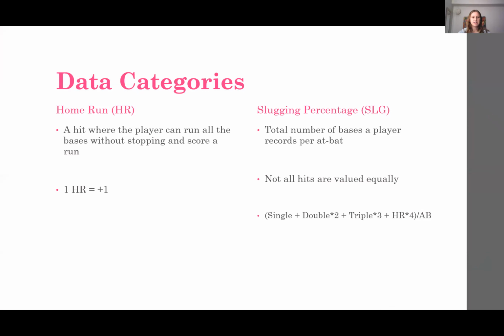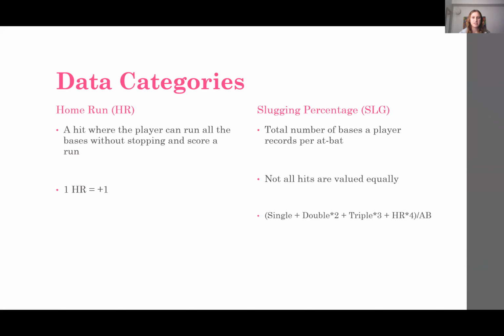So going deeper into these categories, home run is pretty well known, but it's a hit where the player can run all bases without stopping and score a run. And in their statistics, when they hit 1 home run, it's just +1. So that's a pretty simple statistic.